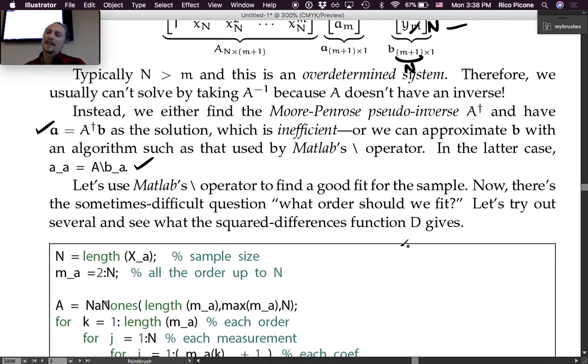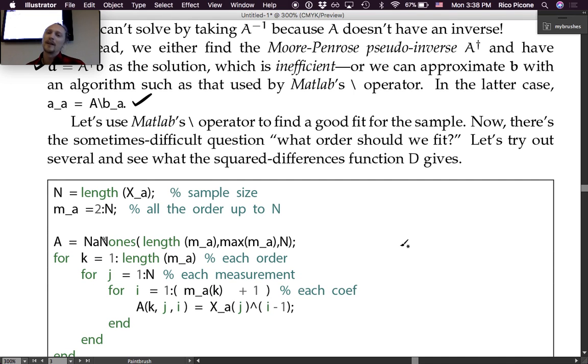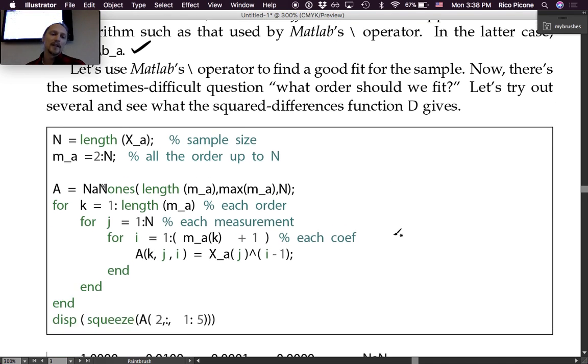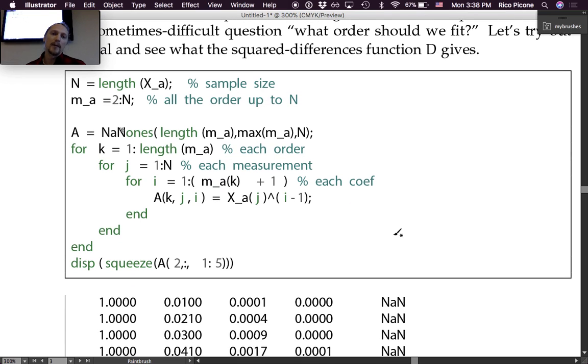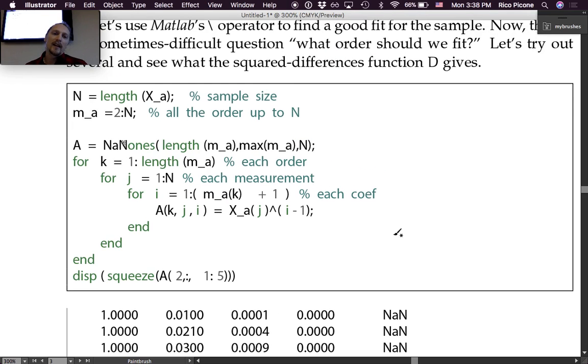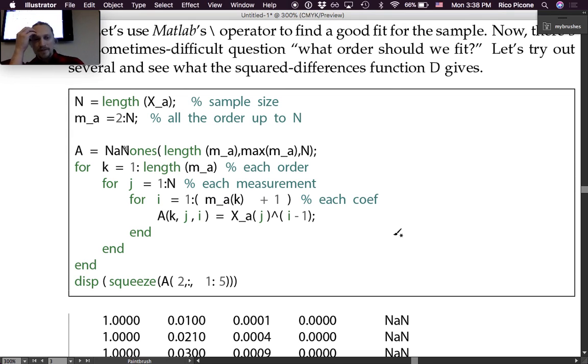What I did was try out several orders and see what the squared difference function D gives. I went through and computed these. What I decided to do was take every other order up to n, stopping one before n, because I think n was 11, so it stopped at 10, and it did a fit for that order. So then I ended up with a triple for loop.